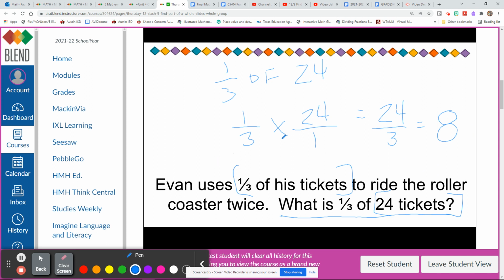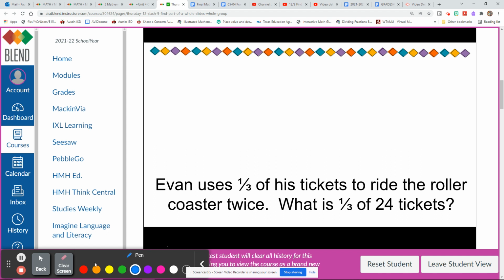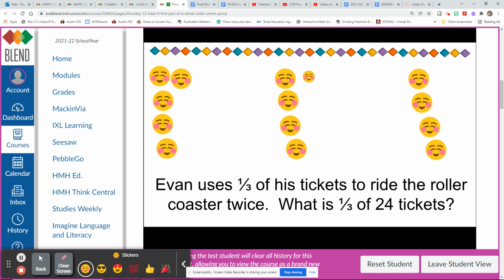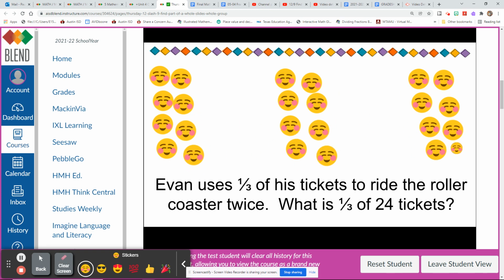If we split 24 into 3 groups, there would be 8 in each group. So let's do that. Let's take 24 and put it into 3 groups. One group, 2 groups, 3 groups. We've gotten rid of 3, 4, 5, 6, 7, 8, 9, 10, 11, 12, 13, 14, 15, 16, 17, 18, 19, 20, 21, 22, 23, 24. So what we just did is we put 24 into 3 groups.